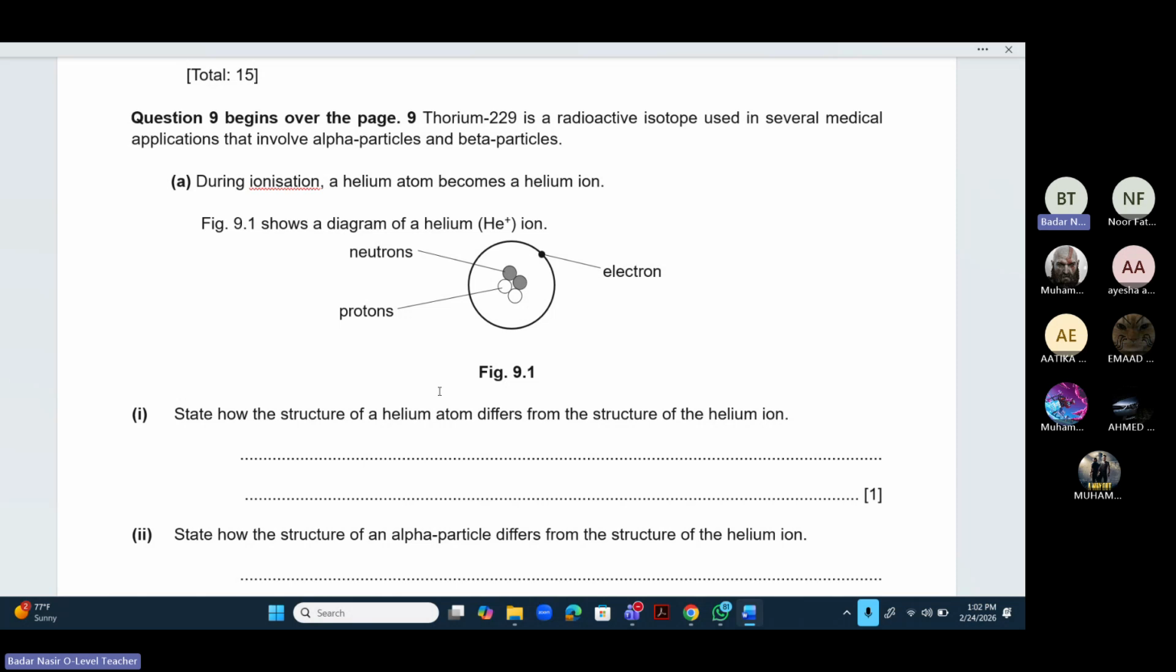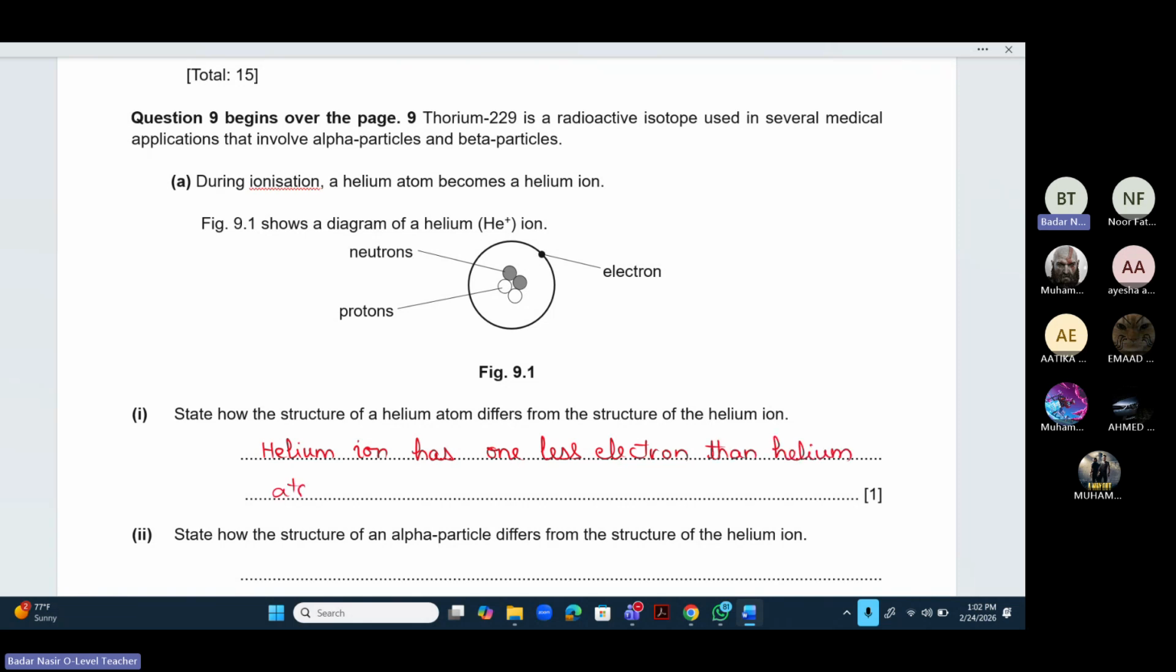तो आपसे ये पूछ रहे हैं कि helium atom और helium ion के स्ट्रक्चर में क्या फर्क है। हीलियम आयन जो है उसके ऊपर पॉजिटिव चार्ज है, which means that it has lost one electron. और you can write, helium ion has one less electron than helium atom.